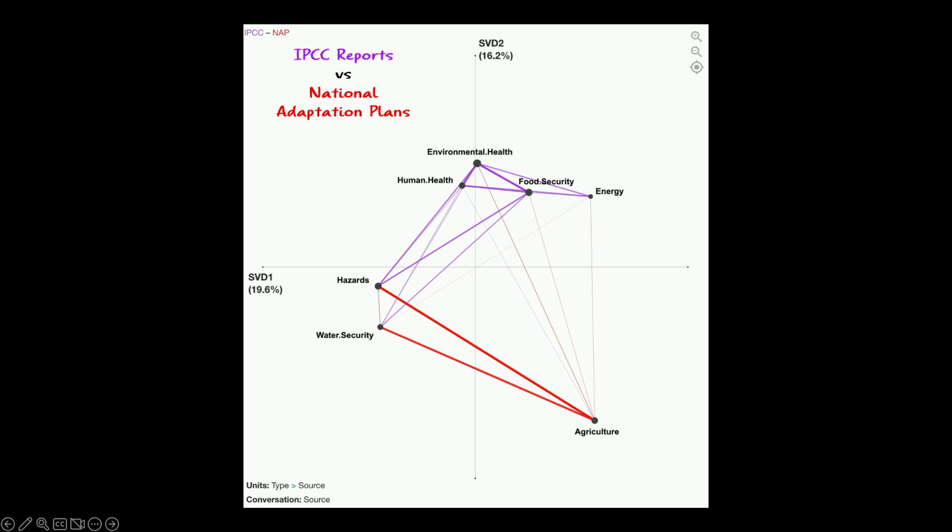And what that suggests to me, at least, is that the IPCC reports are not discussing how agriculture integrates into this kind of planning anywhere near as much as a lot of the national governments actually care about it. And so that might be a potential place where there's a mismatch between the policy guidelines and the ways in which the policies are actually being developed.